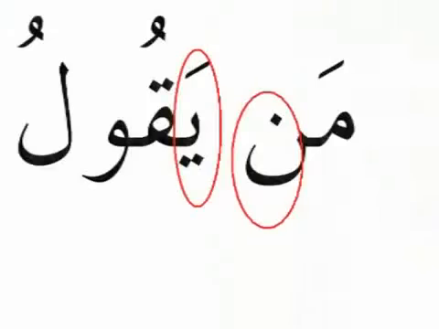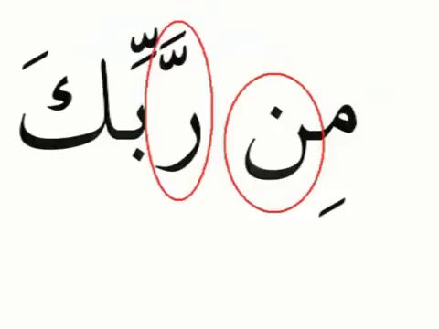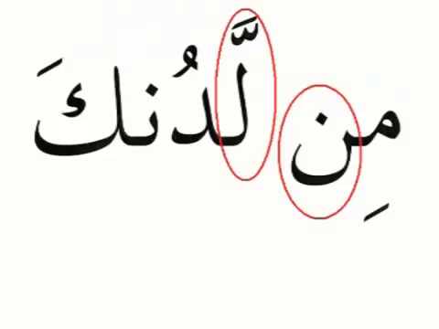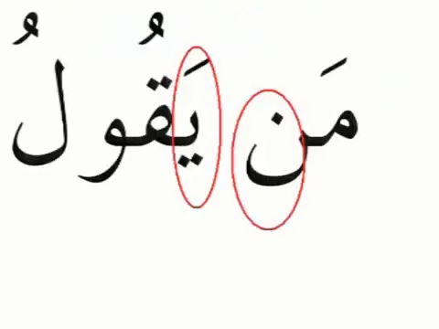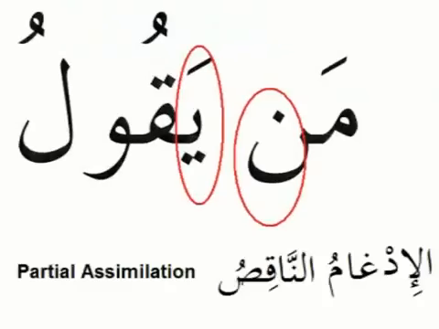The next case: noon has no sukoon, but the following letter has no shadda. Here it is partial assimilation. This is complete assimilation, mir rabbika, the noon is completely lost, it becomes ra. If it is followed by lam, it becomes lam, mil ladunka. But if noon has no sukoon and the following letter has no shadda, it means it is partial assimilation, idgham naqis.